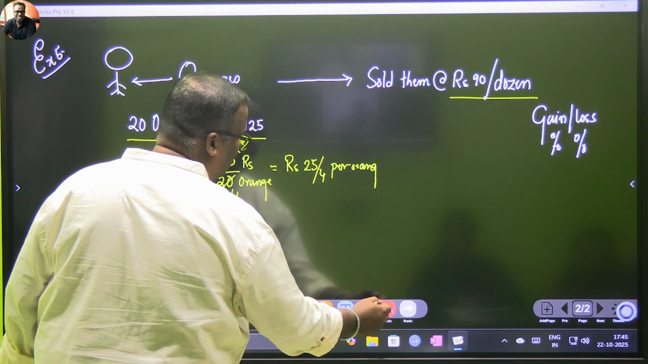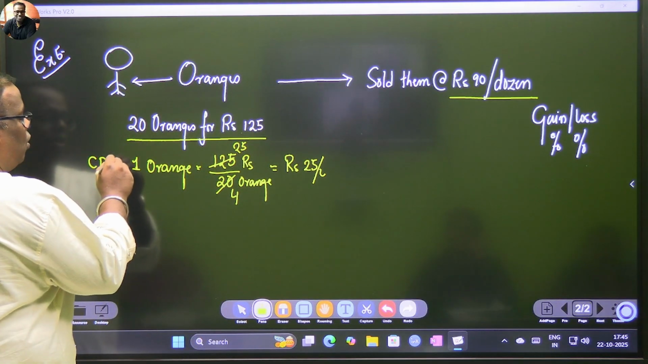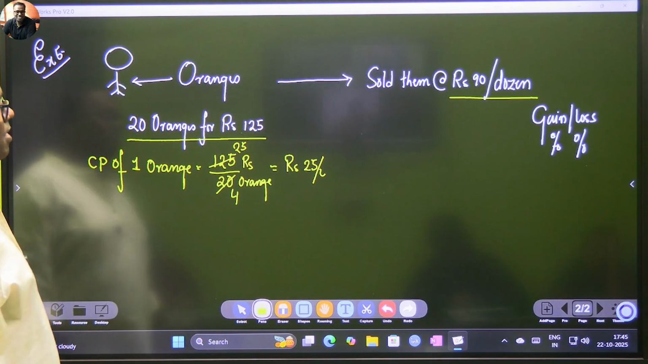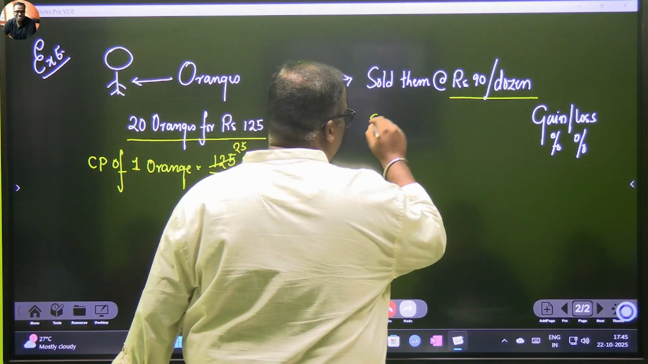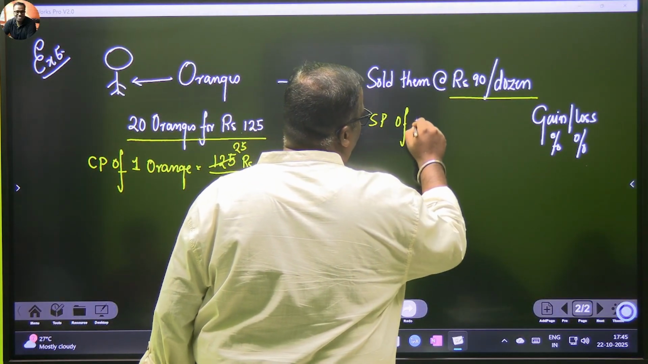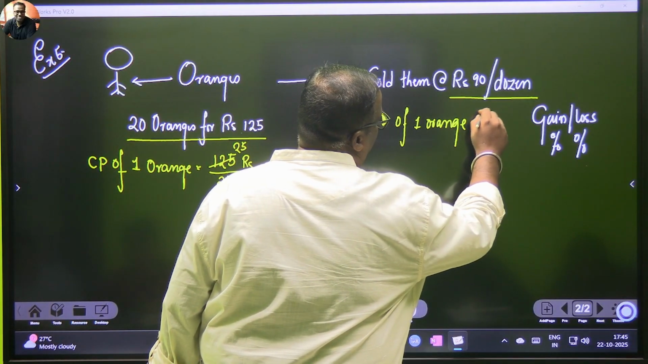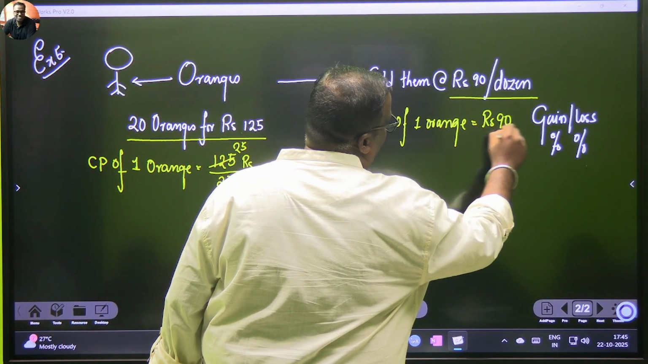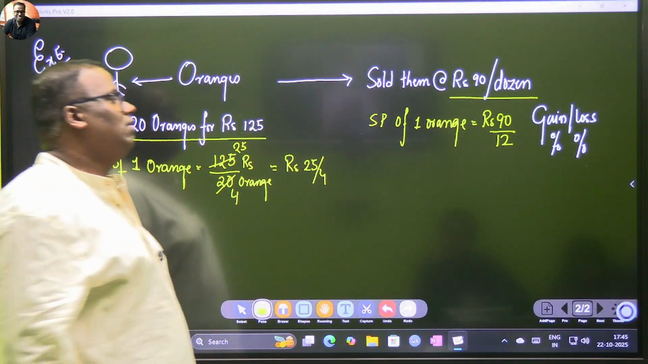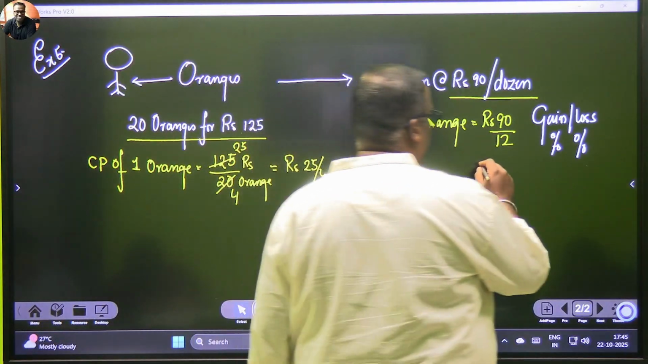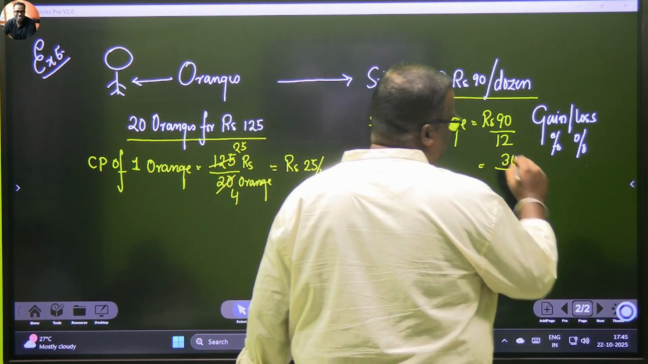Or you need not write it because we have already written one orange. This is CP of one orange, 25 by 4. So let's look at what is the SP of one orange. Very good. SP of one orange will be rupees 90 divided by 12 because a dozen contributes to 12 count. So 90 divided by 12 will give me how much? 3 4s are 12 and 30.